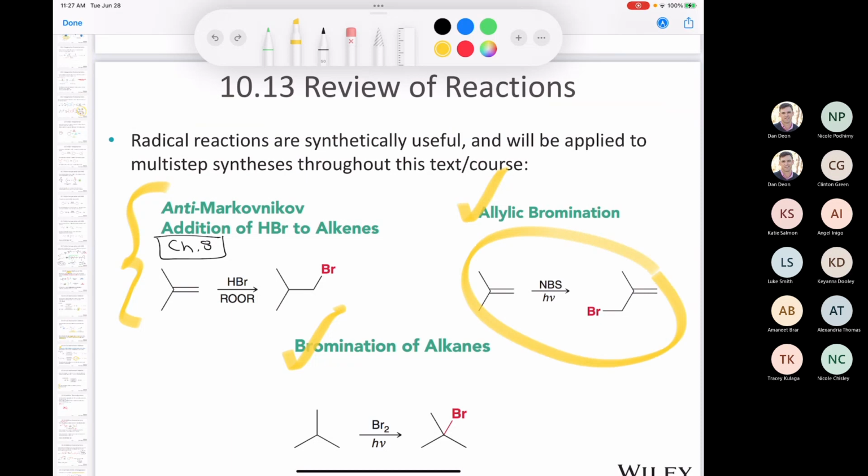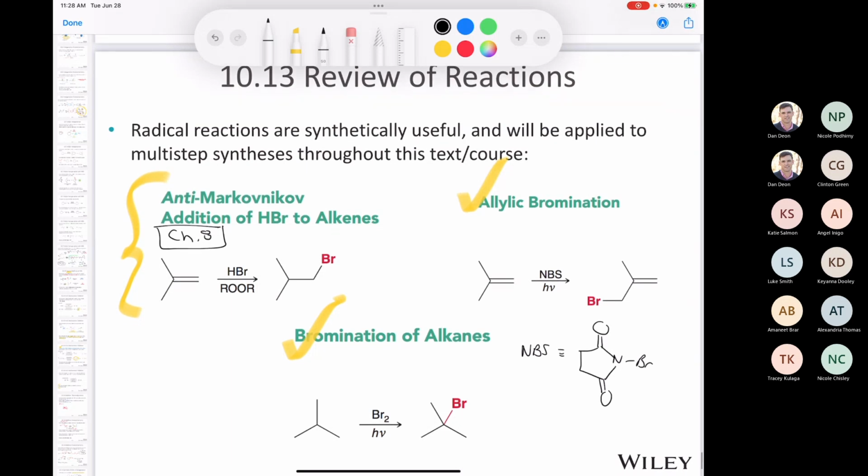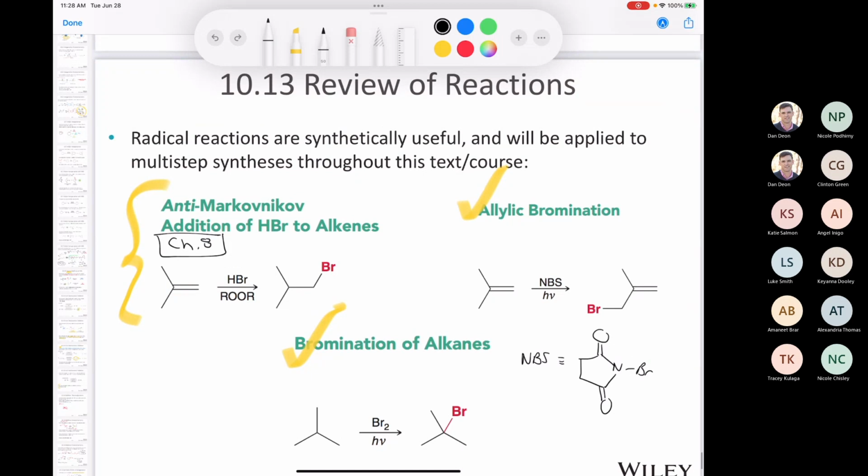We also looked at allylic bromination with NBS, so you might remember N-bromosuccinimide, this little guy. In case you ever see it, you want to have it in your mind. You want to know what the molecule looks like. This is N-bromosuccinimide. And then we also looked at the bromination of alkanes, and this is something that's going to come up a lot in chapter 11. Anytime I give you an alkane as a starting material, the first step is just going to be treat it with bromine, functionalize it, make an alkyl halide, and then we're going to decide what to do with it after that.